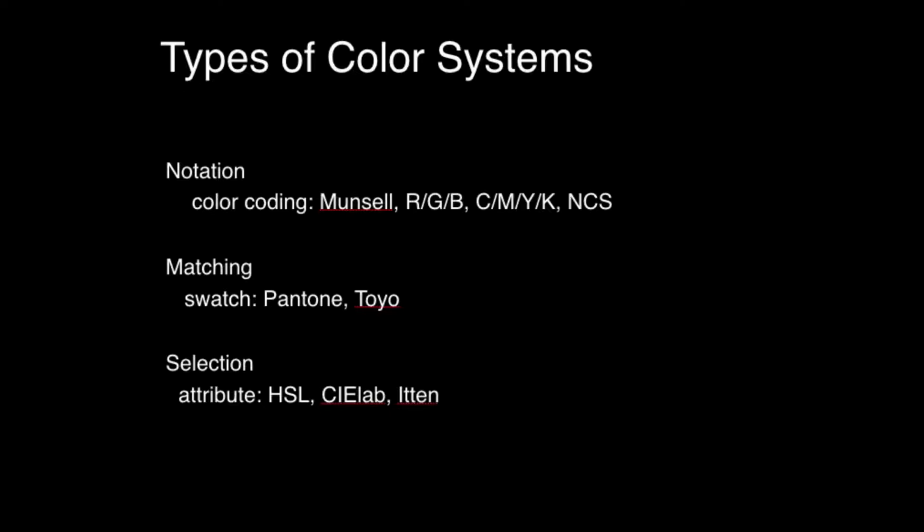Any color system can be one of three types. It's either a color notation, where colors are identified through codes; matching, which would be swatch-based, such as Pantone or Toyo, and that would also include your paint colors when you buy from Dunn Edwards or Sherwin-Williams; and then there's color selection, which is by attribute, and that would be the hue, saturation, luminance, the CIELAB, and the Itten 12-hue system.